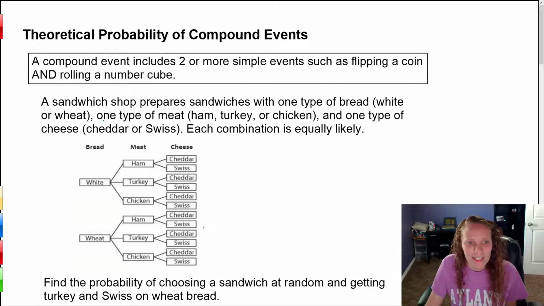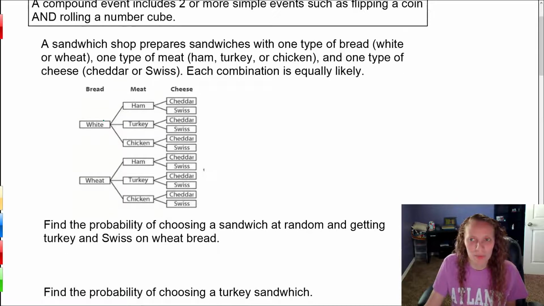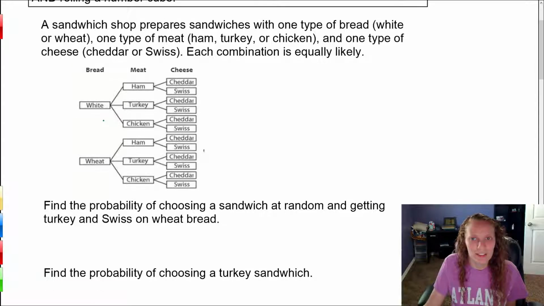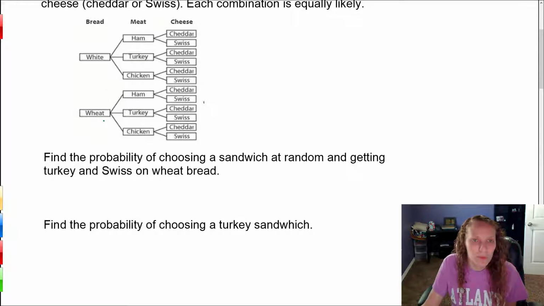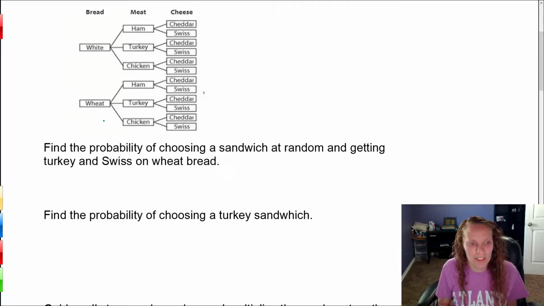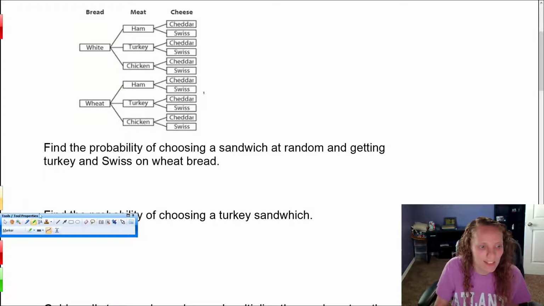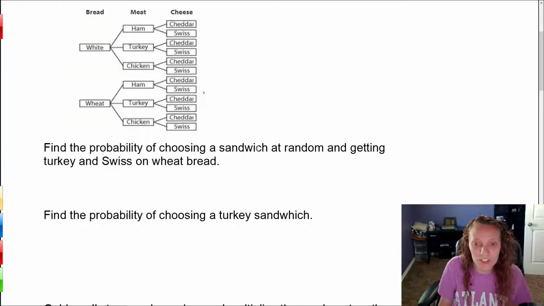A sandwich shop prepares sandwiches with one type of bread, white or wheat, one type of meat, ham, turkey, or chicken, and one type of cheese, cheddar or Swiss. Each combination is equally likely to be chosen. Then it says to find the probability of choosing a sandwich at random and getting turkey and Swiss on wheat bread. So for this first question, we're looking at a sandwich that has turkey, Swiss cheese, on wheat bread.